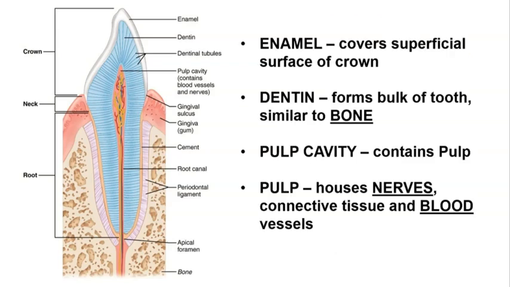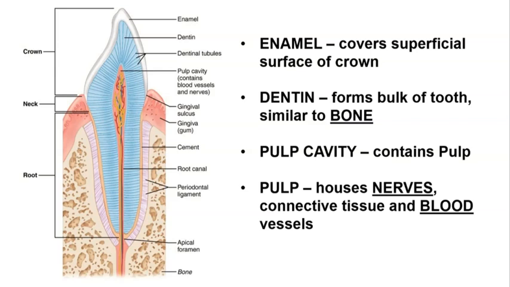So what structures compose the parts of the tooth crown, the tooth neck, and the tooth root? The enamel is the ceramic-like material that covers the superficial surface of the tooth crown. Enamel is the hardest biologically made substance and helps to resist the compressive forces that are placed on the tooth when biting and chewing. The bulk of the tooth is composed of a bone-like material called dentin. Although it is similar in composition to bone, it is technically not bone, which is why we don't count the teeth as part of the skeleton.